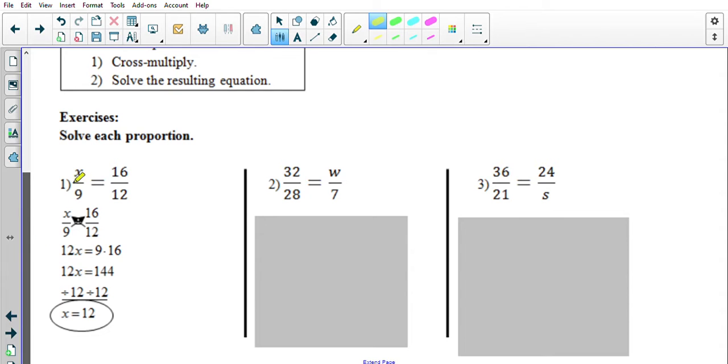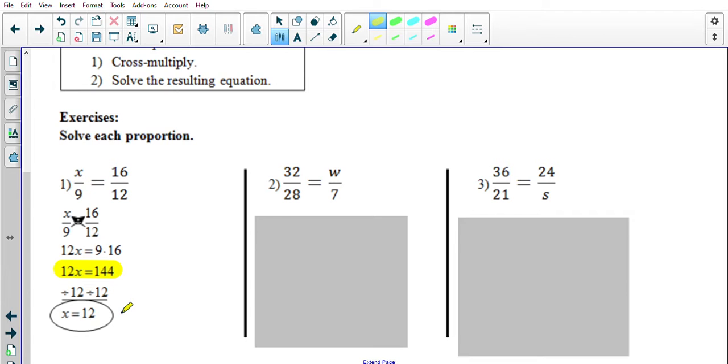So number one down below is done for you. We have x over 9 equals 16 over 12. So we cross multiply. We take 12 times x and 9 times 16 and set them equal to each other. 12 times x is 12x. 9 times 16 gets us 144. Right here in this yellow highlighted step, we end up with just a one-step equation. We solve that by dividing both sides by 12, and we get that our missing value is 12.